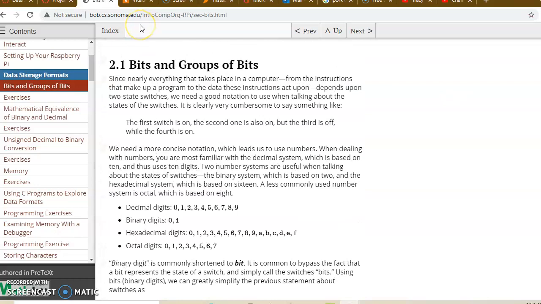So that's my first video. I'm going to post another one, but that should just get you familiar with these counting systems.